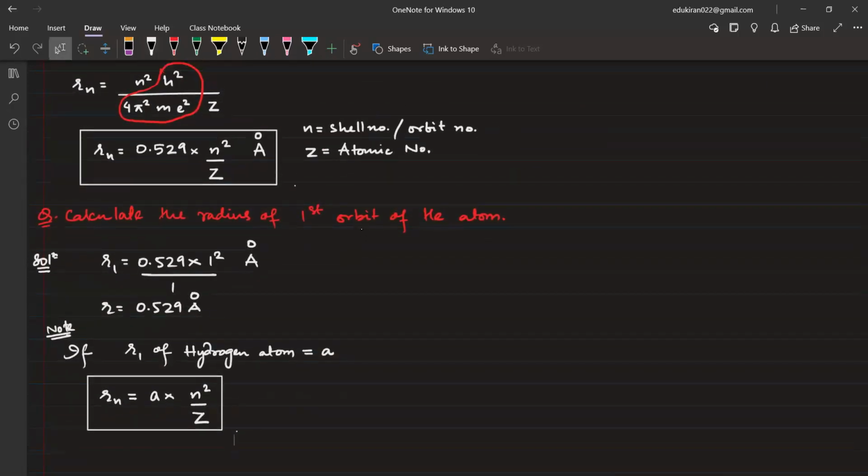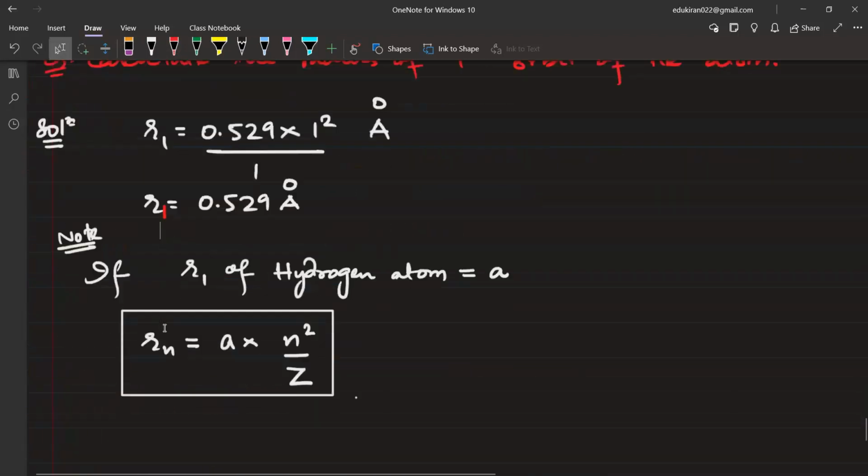See here, guys. I hope you understood this formula. Yes or no? Please tell me. We saw that this is the value of radius of any orbit of any atom. And this value is nothing but the radius of the first orbit of hydrogen atom. So in general, we can write the formula in terms of the radius of first orbit of hydrogen atom. Is this clear? Yes or no? Please tell me. Yes, sir.